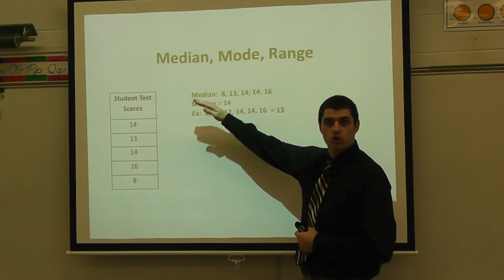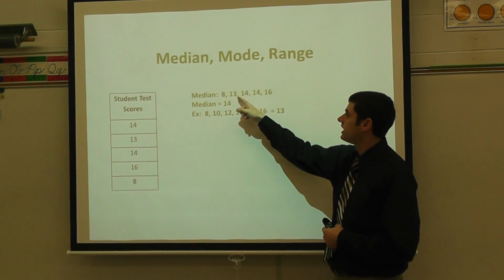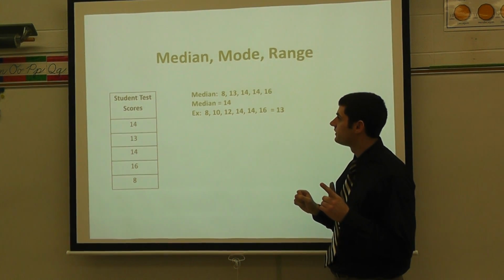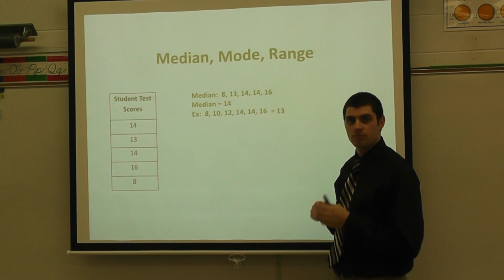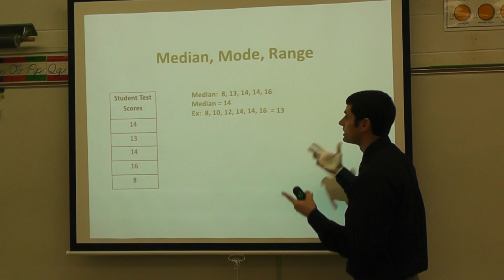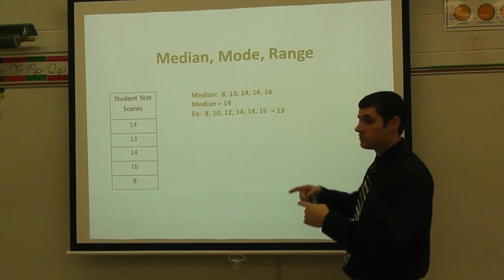I'm going to take my scores from the student test, and I'm going to organize them from least to greatest. So starting with 8, 13, 14, 14, and 16. That was the first step for median. I then have to find what the middle number is. This is an odd set of data, so I just have to find the middle one. What I like to do is, when I take my pencil and paper out, I like to cross them off as I go.